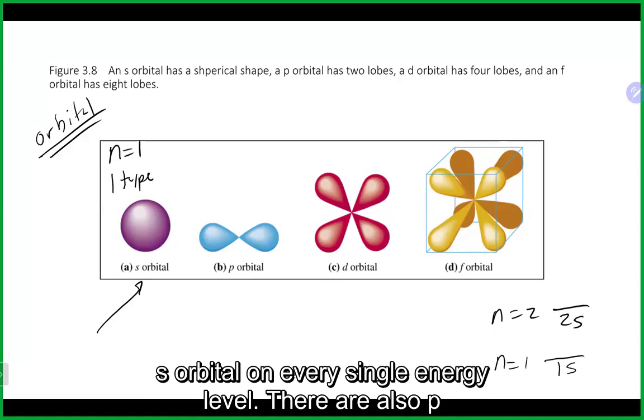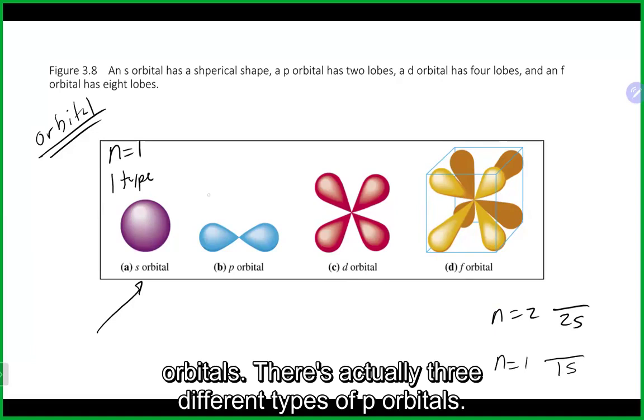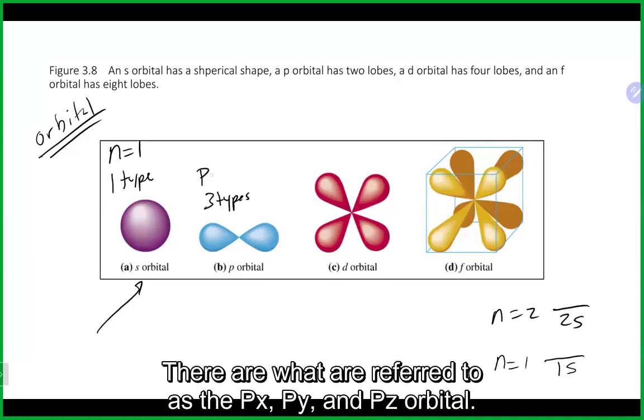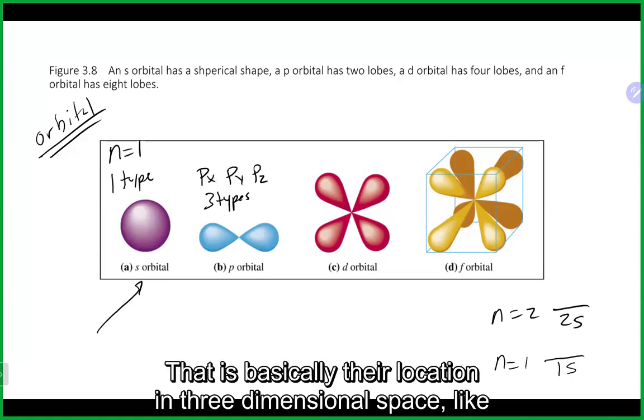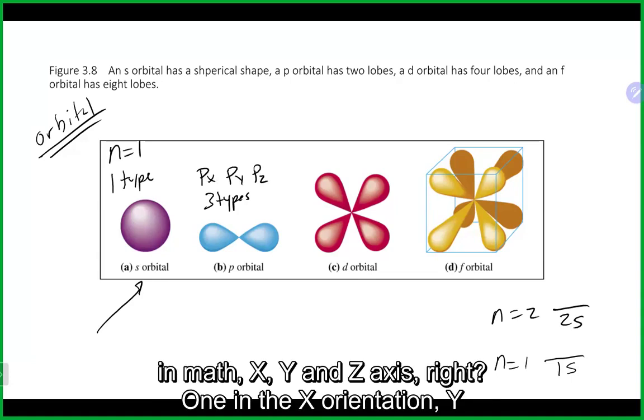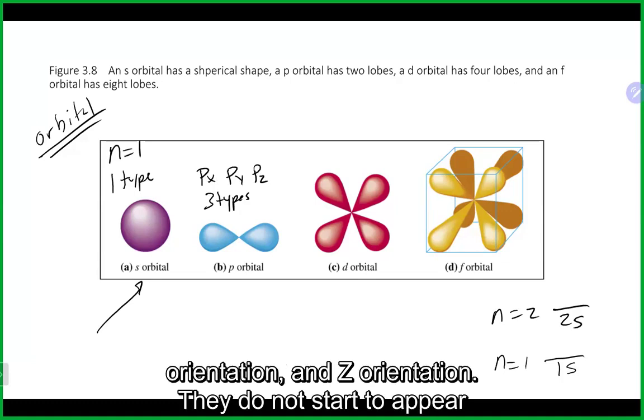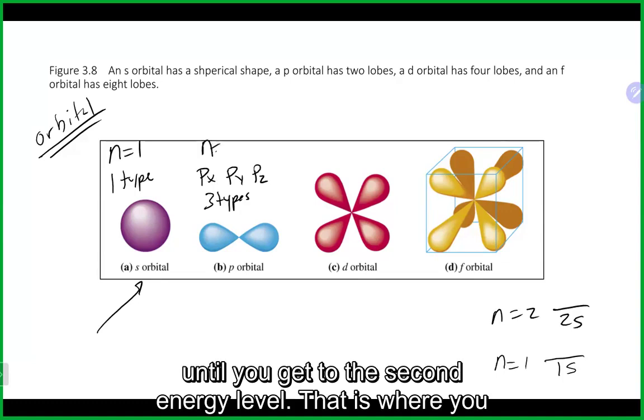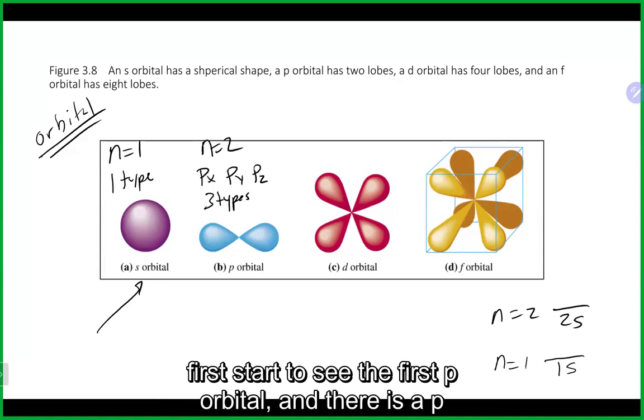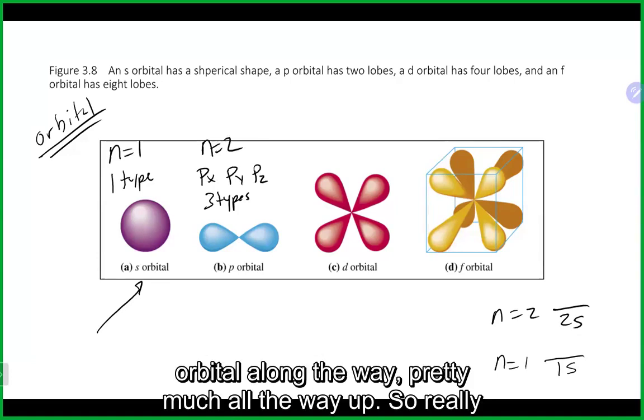There are also p orbitals. There's actually 3 different types of p orbitals. There are what are referred to as the px, py, and pz orbital. That is basically their location in 3-dimensional space, like in math, x, y, and z axes, right? There's one in the x orientation, y orientation, and z orientation. They do not start to appear until you get to the second energy level. That is where you first start to see the first p orbital, and there is a p orbital along the way, pretty much all the way up.